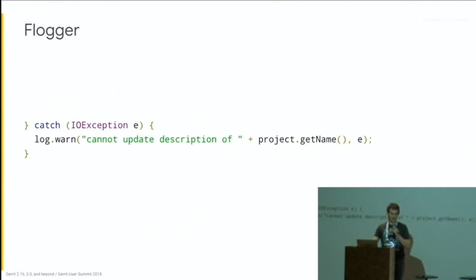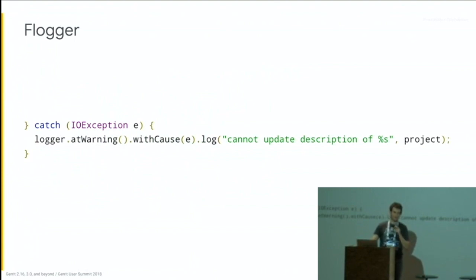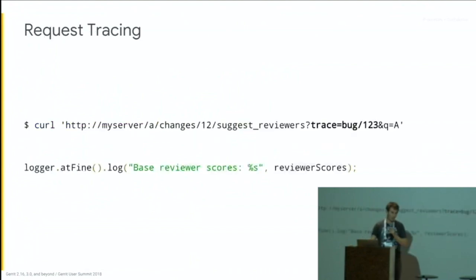Instead of trying to guess what the order of arguments are and concatenating strings yourself, you just do this nice little fluent thing, and it has really good performance when logging is not enabled. But really, this is not the exciting part about logging. What's really exciting is the new features that we get from this. The number one thing that I want to talk about is request tracing.